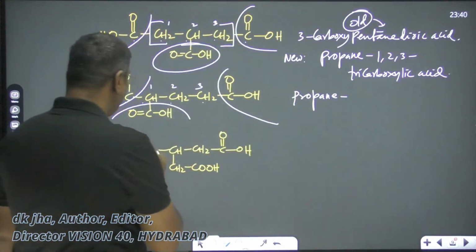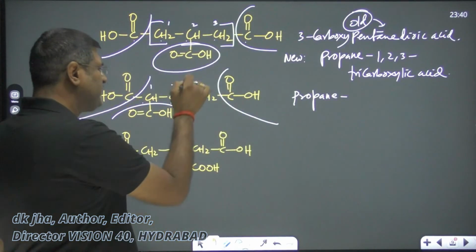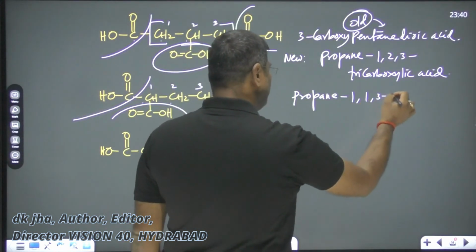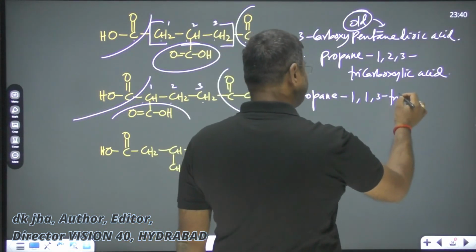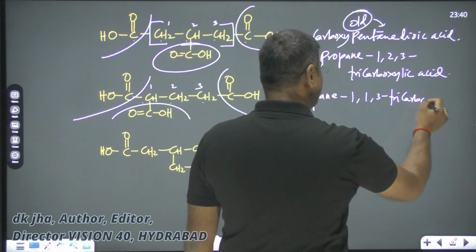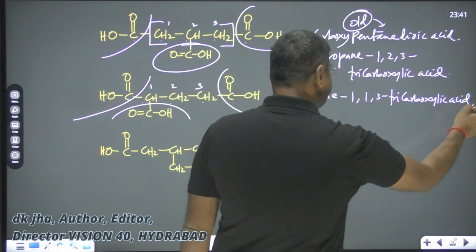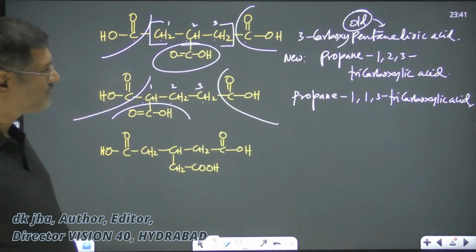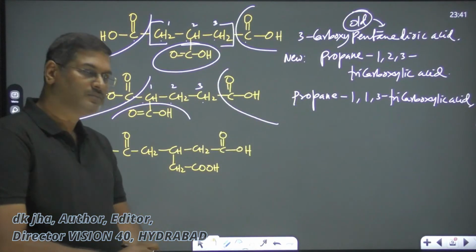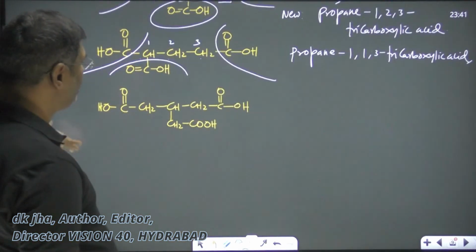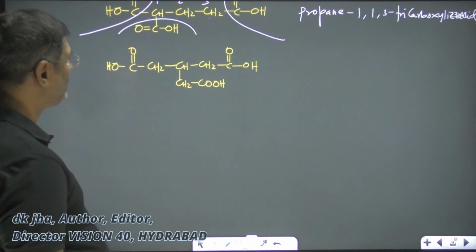Propane. 1, 1, 3. Try carboxylic acid. Yes. Done. Okay? Done. Interesting.